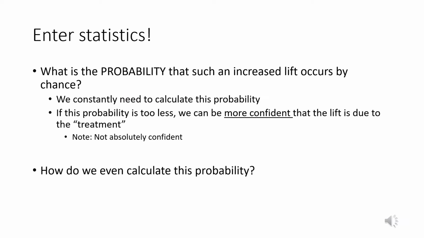And to establish this mathematically or statistically, we need to answer a question. We have seen an increase in the conversion rate, but what is the probability that such an increased lift occurs purely by chance, right? It is not really by treatment, but purely by chance. If we can answer this question, and if that probability turns out to be very less, generally less than 5% is considered as good. If it is less than 5%, then we say that, okay, most likely our treatment worked, right? So this is what people call rejecting the null hypothesis or whatever.